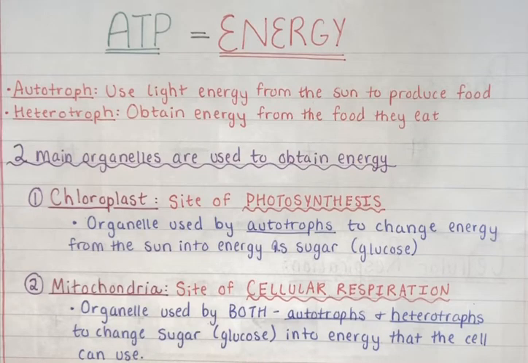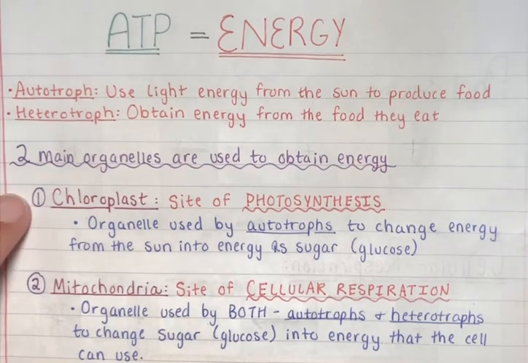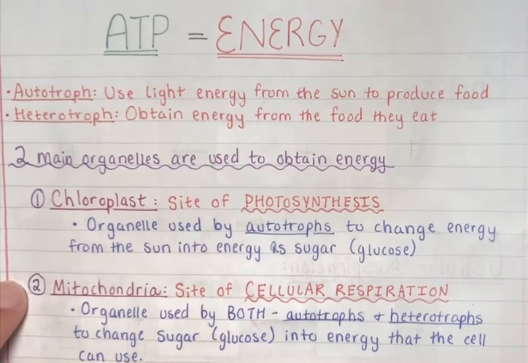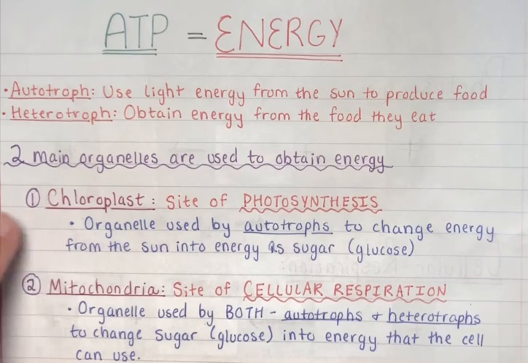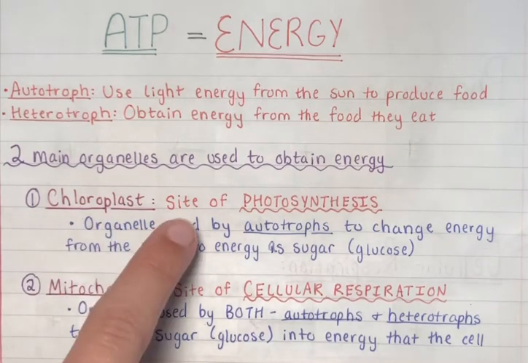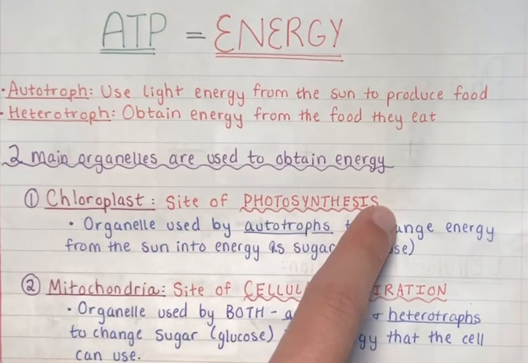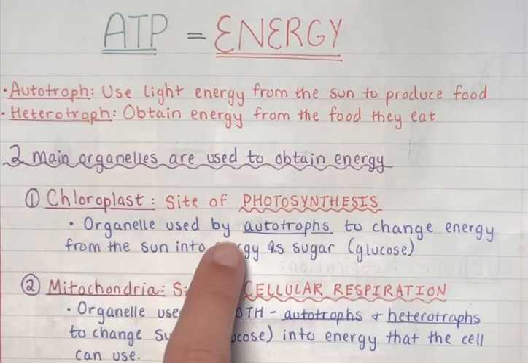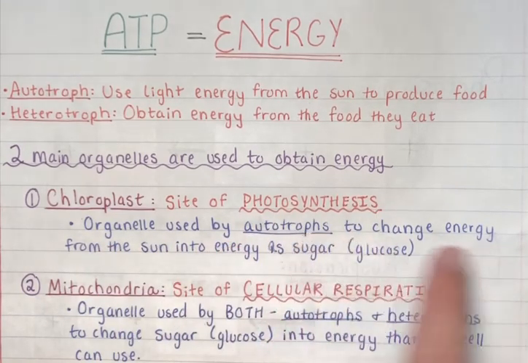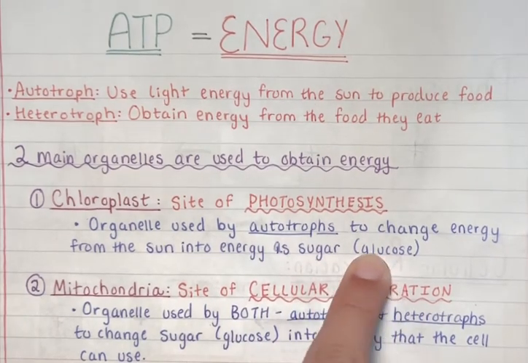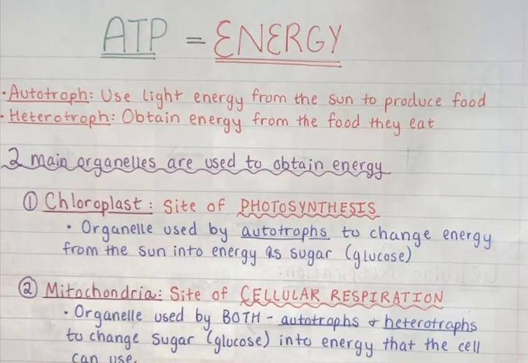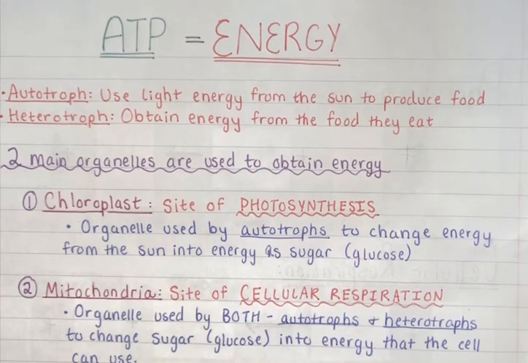There are two main organelles found in our cells that are used to obtain this energy. We have one, a chloroplast, and two, a mitochondria. Starting with our chloroplast, this is found only in plant cells because it's a site of photosynthesis. So this organelle, this chloroplast, is used by autotrophs to change energy from the sun into energy as sugar, our glucose, which in our equation is our C6H12O6.